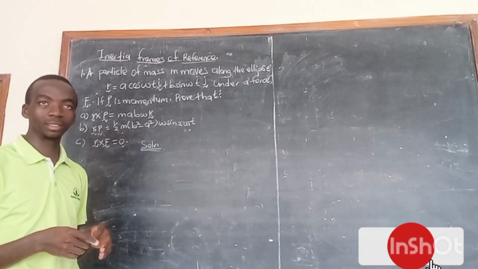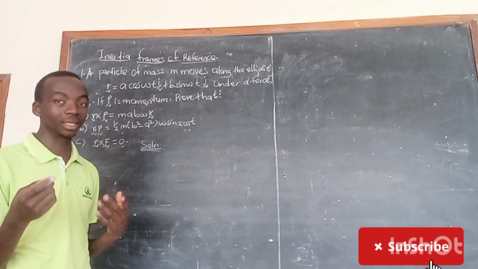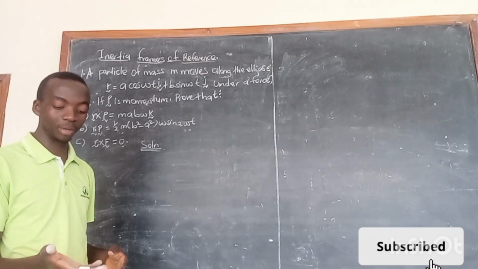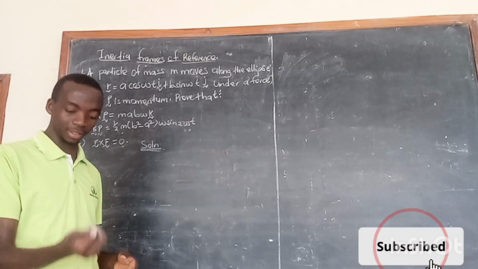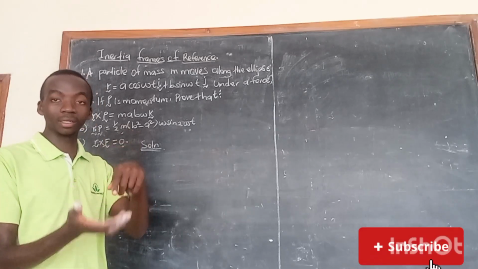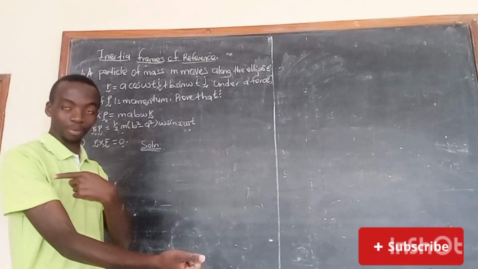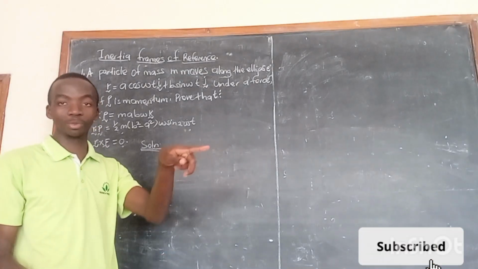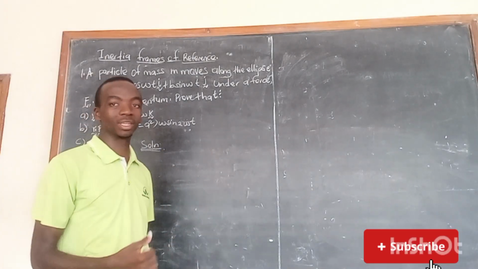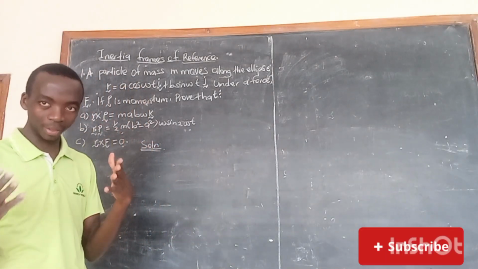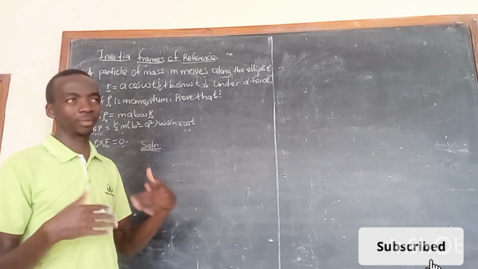Why is it that when you're standing in a moving truck and you throw a piece of chalk up, it still comes back into your hands? Why can't it fall behind while the vehicle is moving? We looked at all those in our previous videos. So now we're going to look at the examples. This is example number one.